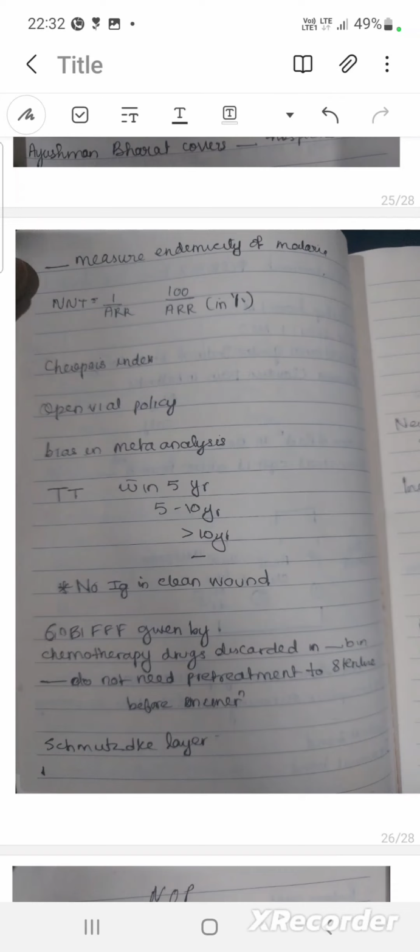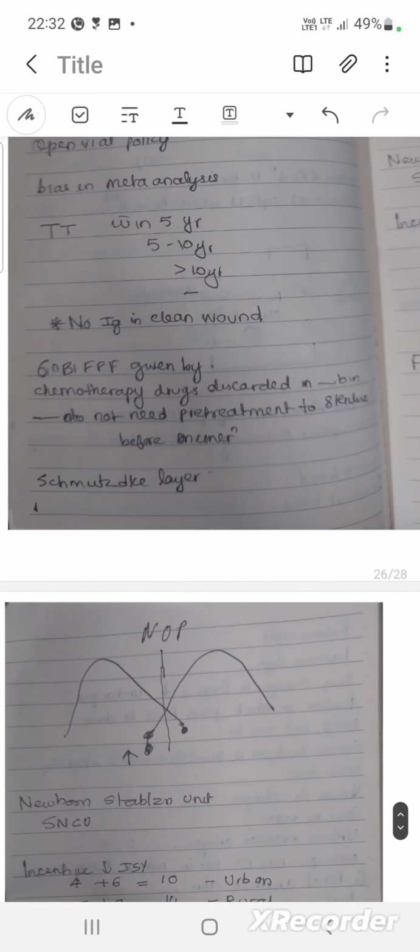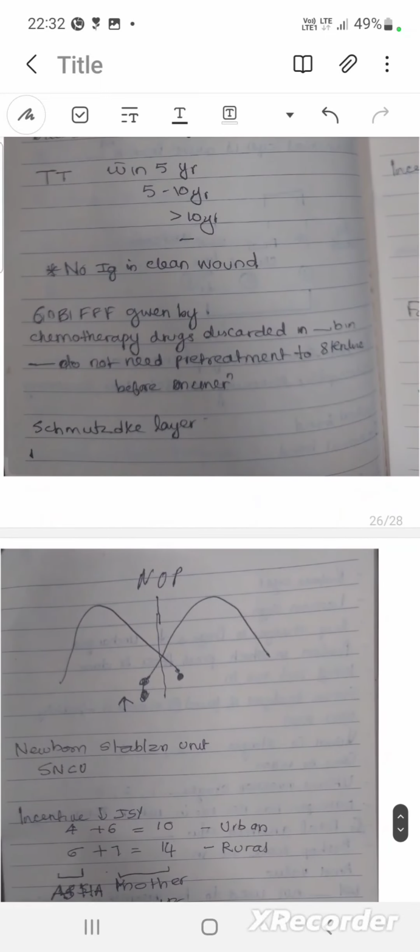Open well policy means if it is applicable, then once opened you can use it for 4 weeks. Bias in meta-analysis is publication bias. TT, okay, within 5 years nothing to be given, whereas 5 to 10 years, remember immunoglobulin is only given when it is a contaminated wound. You do not give it in a clean wound.